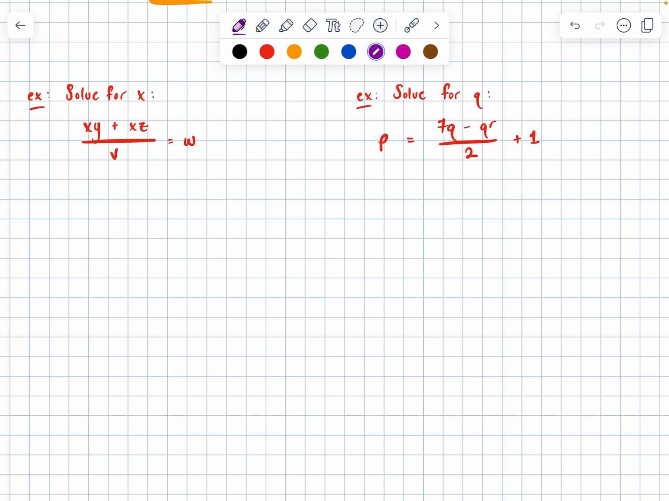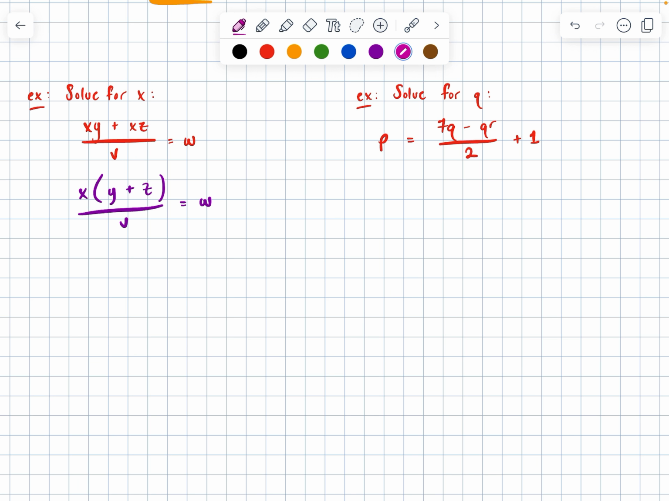And stop. xy plus xz over v equals w. So again, my strategy here is to factor out my x. So I'm going to take my x, I'm going to give myself some parentheses here. I need to ask myself, in this numerator, what would need to be left over in those parentheses so that when I do my distributive property, I get back to where I started? Well, to get from x to xy, I'd need to multiply x by y. To get from x to xz, I'd need to multiply x by z. So I have x parentheses y plus z over v equals w.